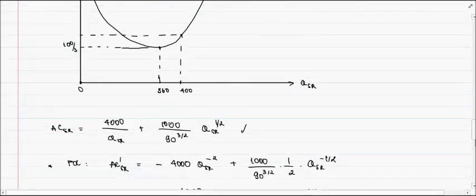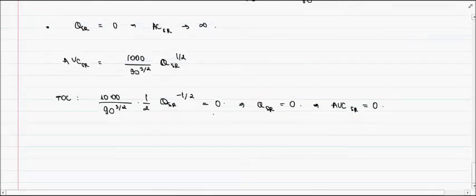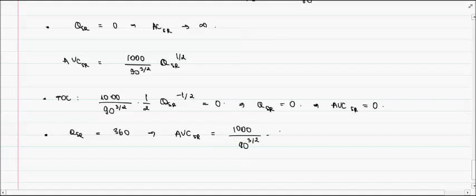Again, we just have to come up with a few more points. So if I pick Q short run equal to 360, which is the minimum point on the average cost function, then my average variable cost is going to be equal to 1000 divided by 90 to the power 3 on 2 times 360 to the power half. So I would have 1000 divided by 90 to the power 5, which would give me 200 on 9, which is 22.2.